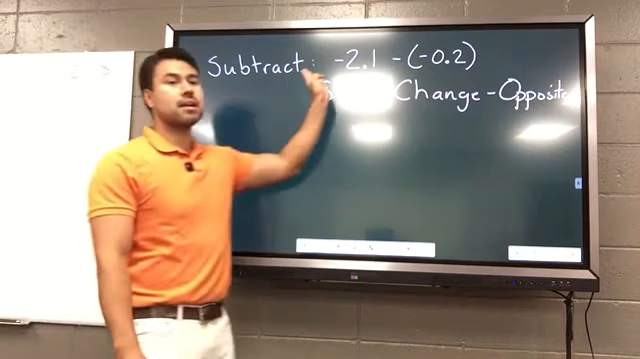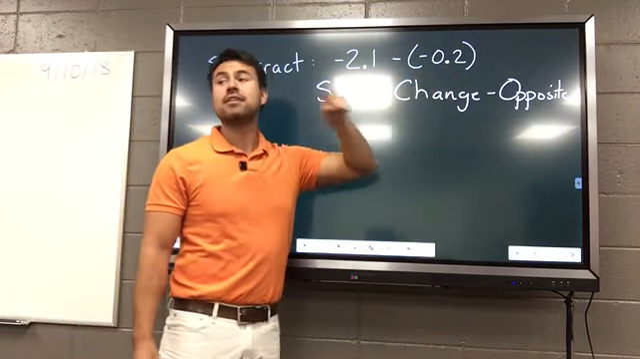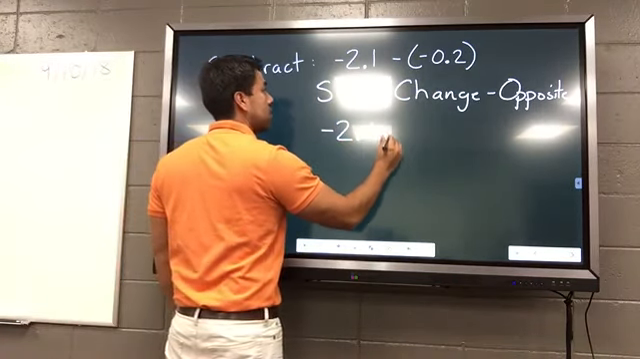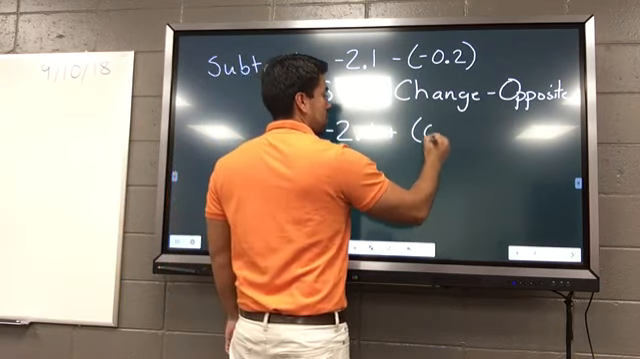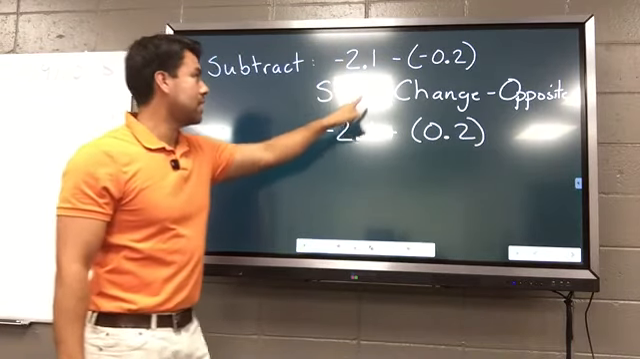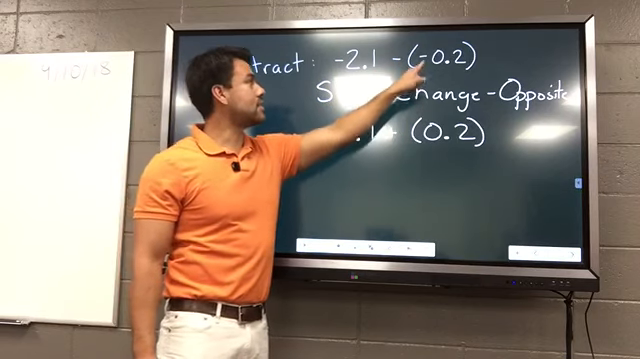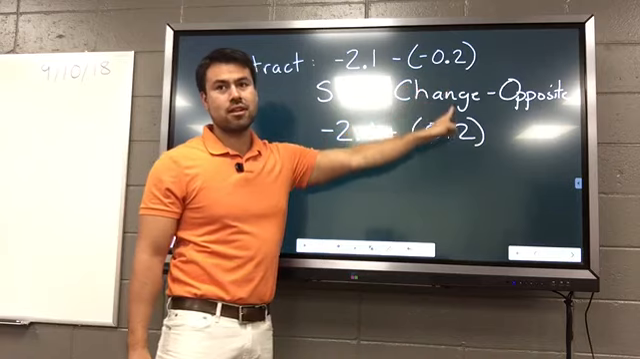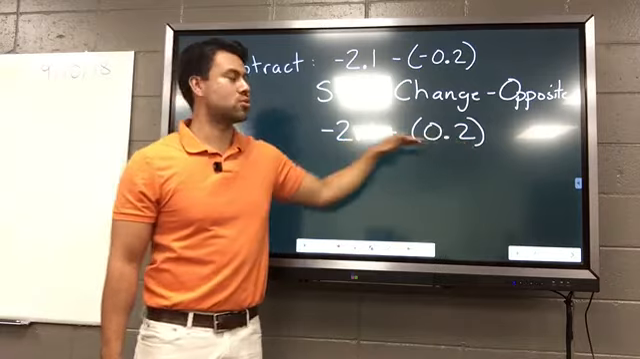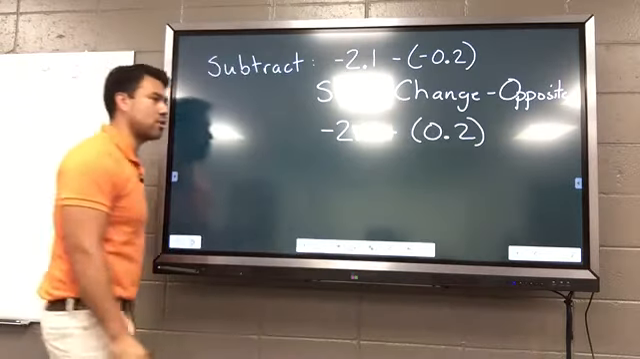Okay, so can somebody tell me how this would change from negative 2 1/10 minus negative 2/10? Stay, change, opposite. Drew, go ahead. Negative 2 1/10 plus 0.2. Okay, the first number stayed the exact same. Instead of subtraction, we changed it to addition. And what's the opposite of negative 2/10? Positive 2/10. Have we done this before, even in this class? Of course we have. So now we have two numbers being added, and they're different signs, so we're going to go through that process.